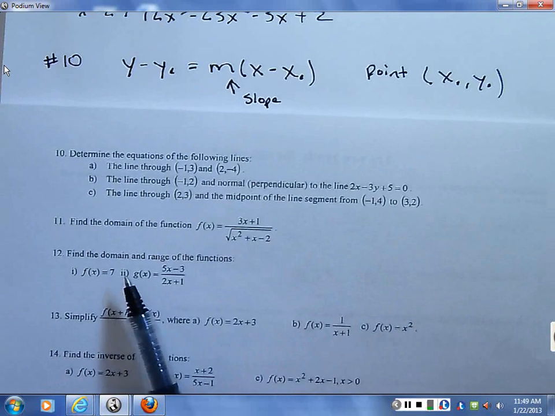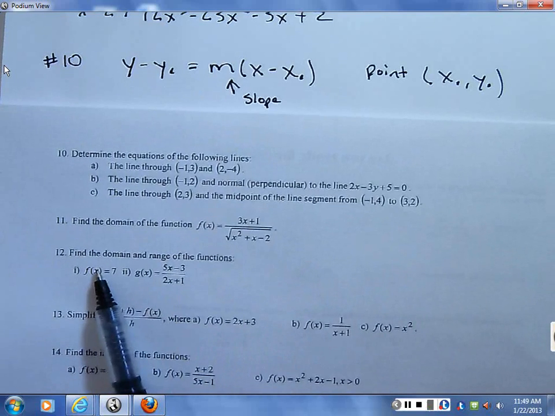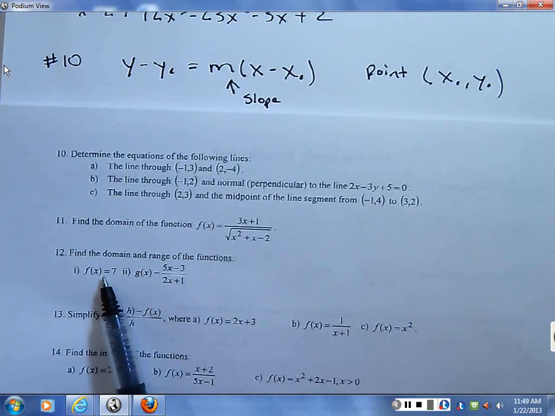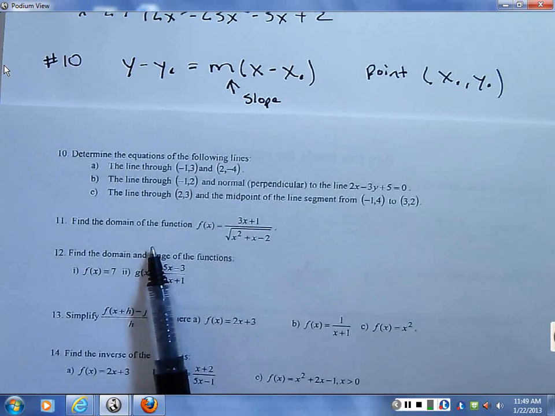Find the domain and range of the given functions. 7. 7 is a constant function. It exists everywhere. The range would be 7. The only output you're ever going to get here is 7. You can put anything into the function. That's the domain. And the range is the output.